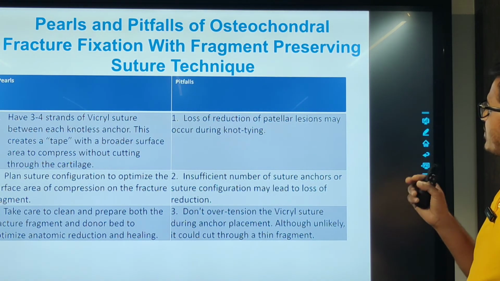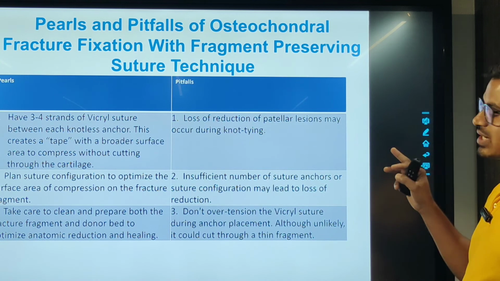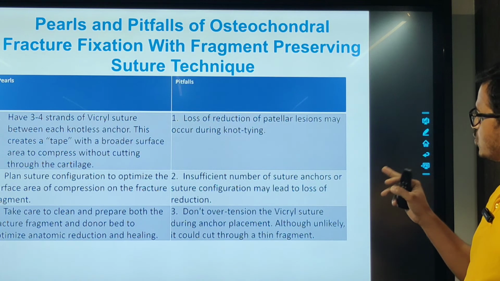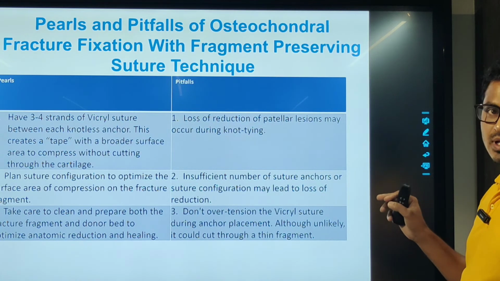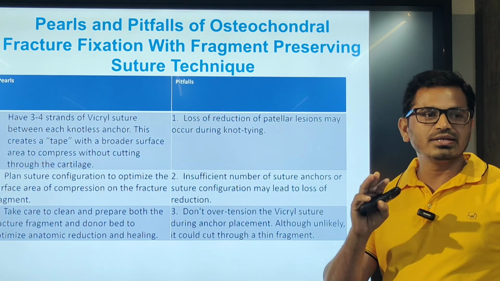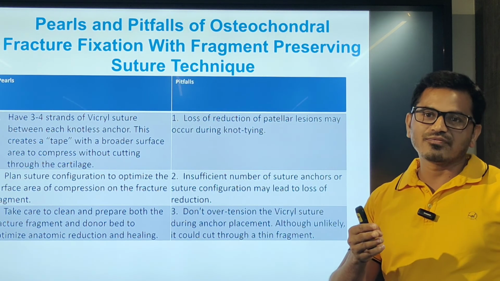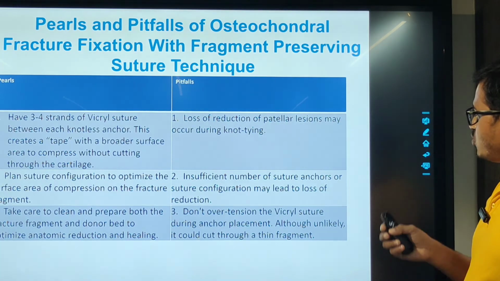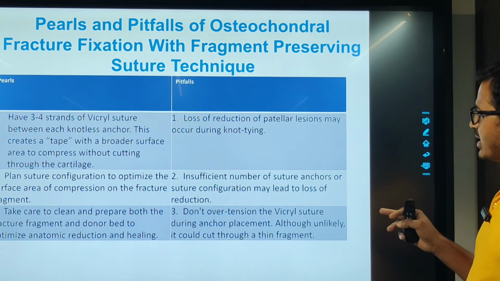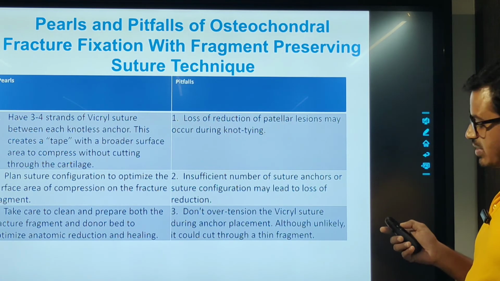Pitfalls are like loss of reduction of a patellar lesion may occur during knot tying. Another is an insufficient number of sutures and suture configuration may lead to loss of reduction. Like if we have less than 3 sutures, then there is a high risk of failure. Do not overtension the vicryl suture during anchor placement, although unlikely, it could cut through a thin fragment.